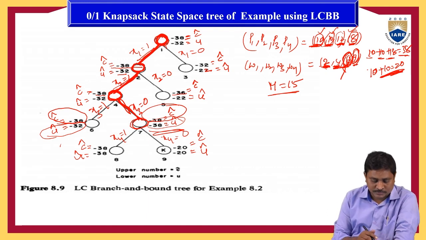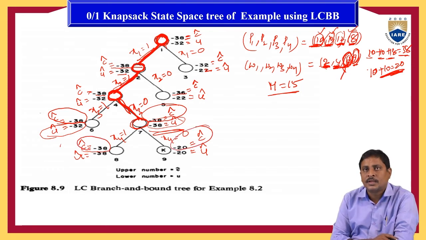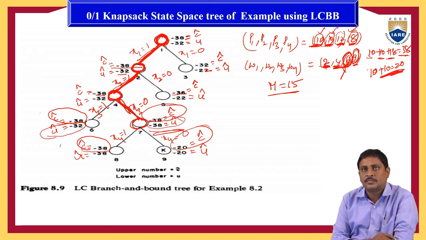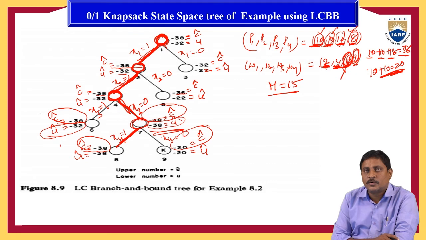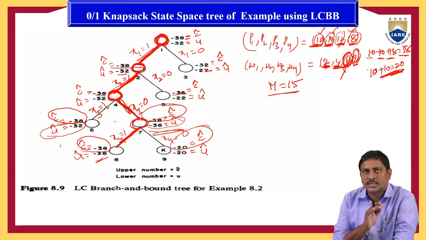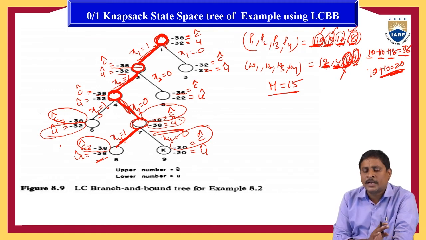Now here we see that the lower bound value is minus 38. Here the lower bound value is minus 20. Among these values, which one is minimum? Minus 38 is the minimum. So we consider this value x4 equal to 1. Also observe that the lower bound and upper bound values are equal, and all 4 instances are completed. So we stop here. In this way, we find the optimal solution by using this LC branch and bound method for the 0-1 knapsack problem.